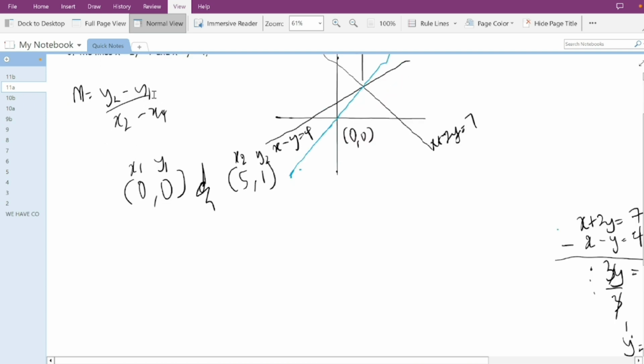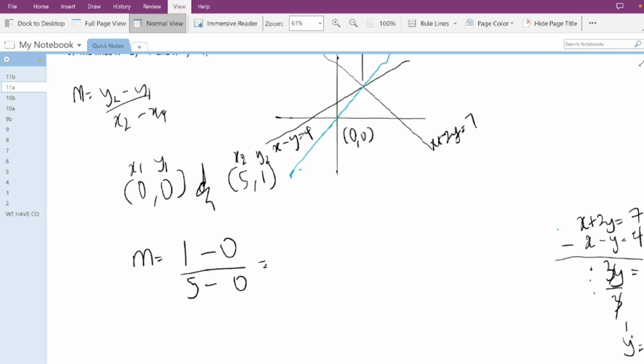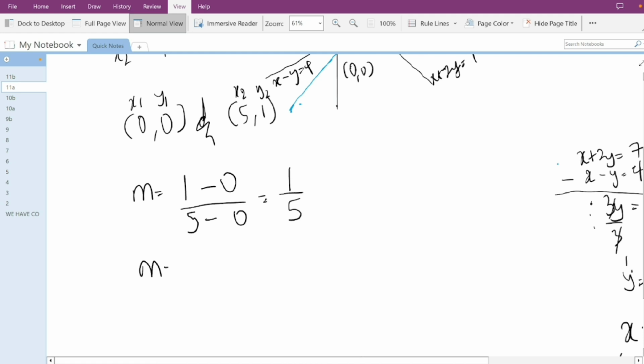We have y2 minus y1. We have our y2 as 1, our y1 as 0. So we have our gradient m equals 1 minus 0 over our x2 is 5 and our x1 is 0. So we have 5 minus 0, which is equal to 1 minus 0 is 1, 5 minus 0 is 5. So the gradient of the line is 1 over 5.